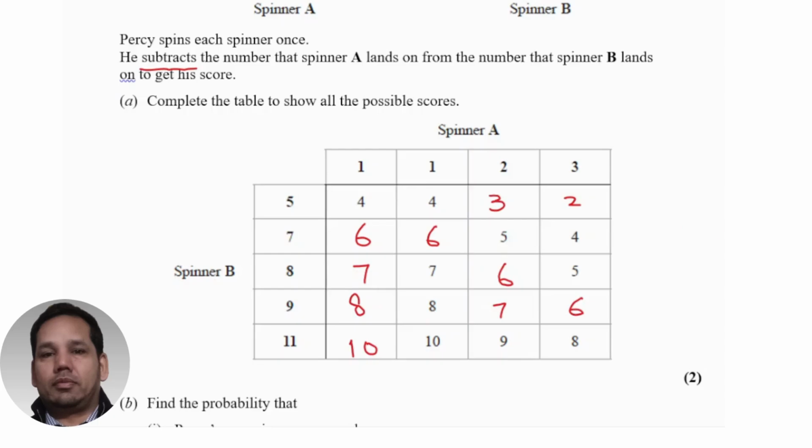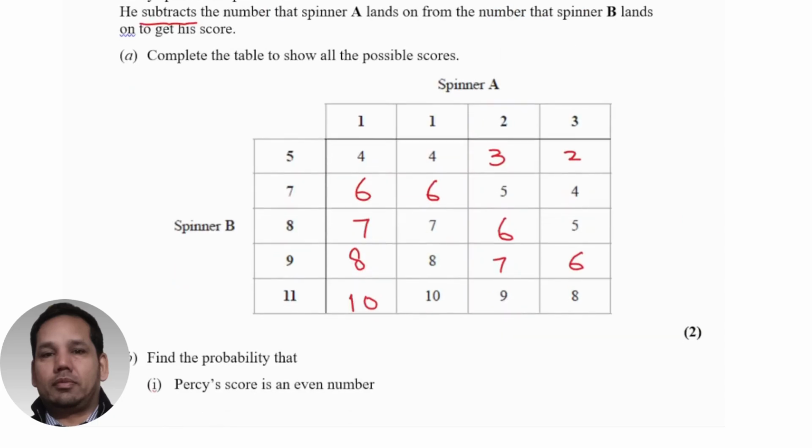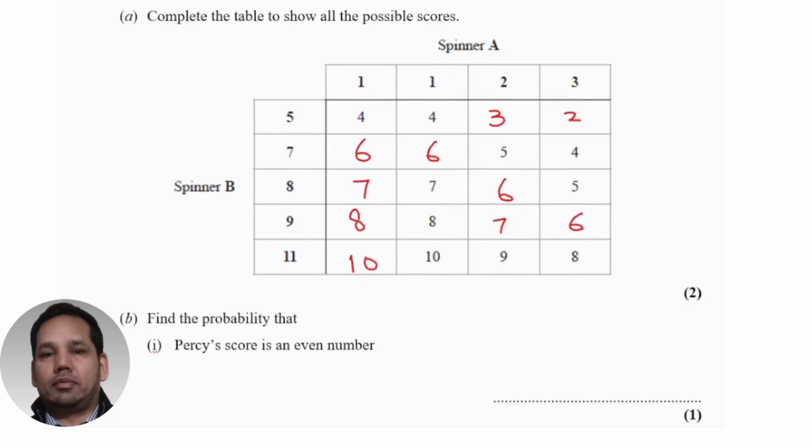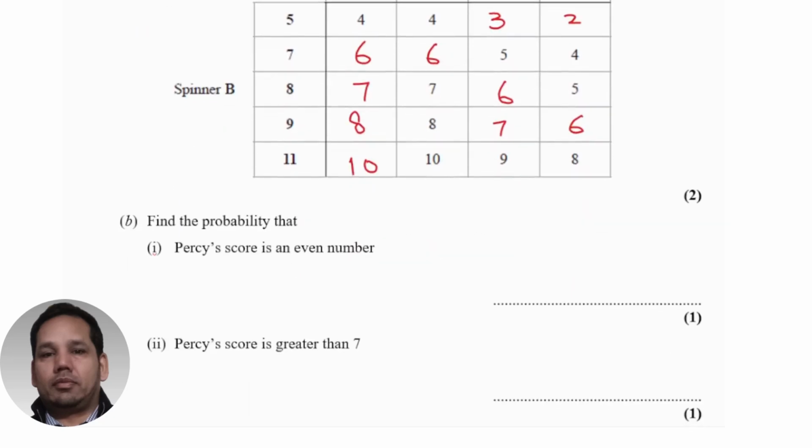Now we're going to look at the question. So this is a simple 2 mark question. You just need to subtract from B to A. So find the probability that the person scores an even number. We're going to write down a fraction first. Let's count how many numbers there are.